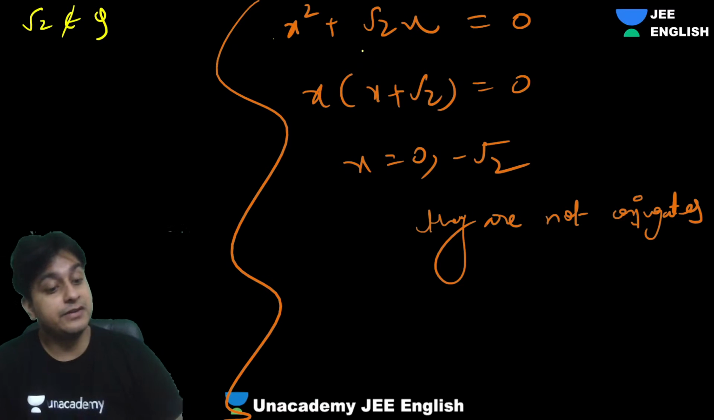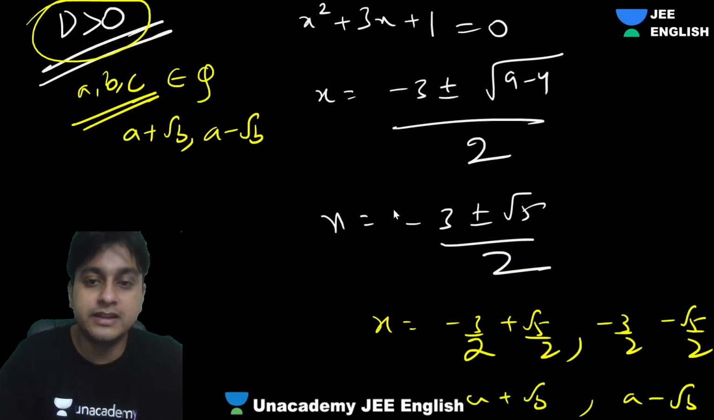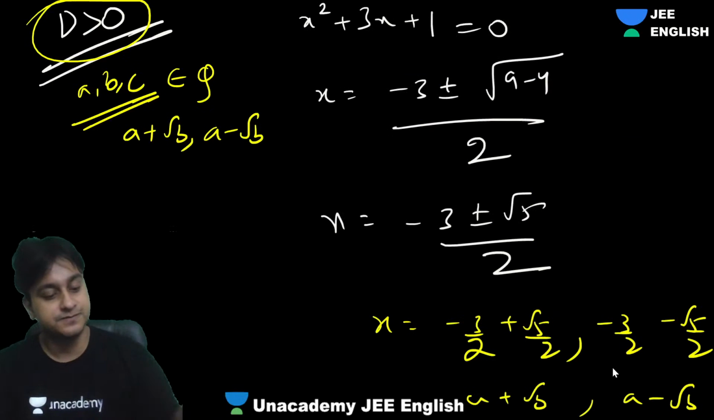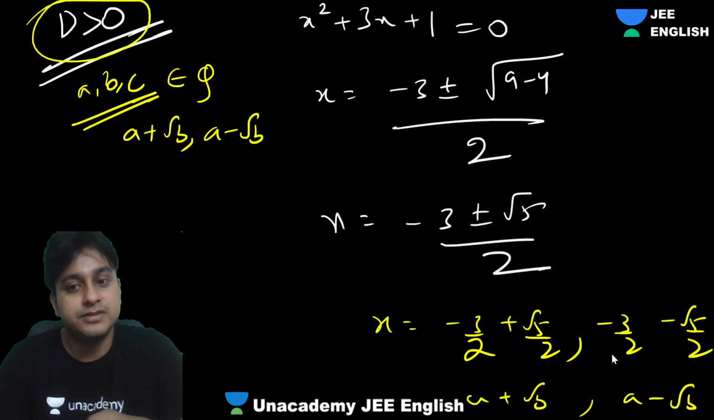Understood? Clear, everyone? So if one root is A plus root B, then the other will be A minus root B. Understood, everyone? Very interesting concept. We have to understand.